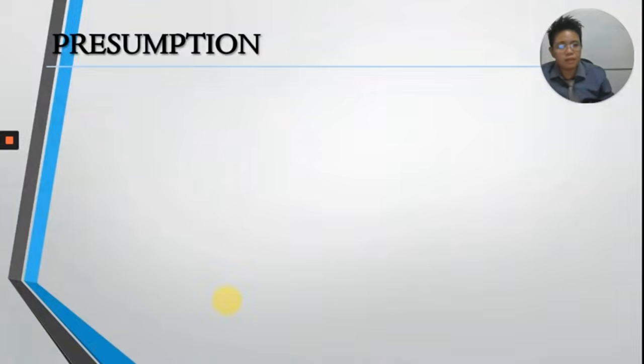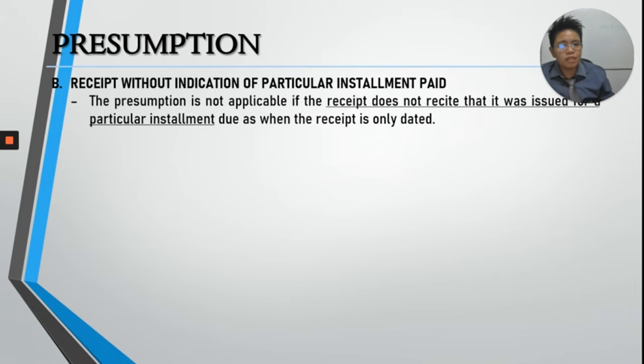Number 2, receipt without any indication of a particular installment paid. So, kung meron lang nilagay na may binigay lang na resibo na bayad ng installment, there is no presumption made that all previous installments have been paid already. So, nilagay lang na the receipt is dated March. Hindi naman sinabi kung anong particular installment ang binabayaran mo. There is no presumption that all previous installments have been paid.